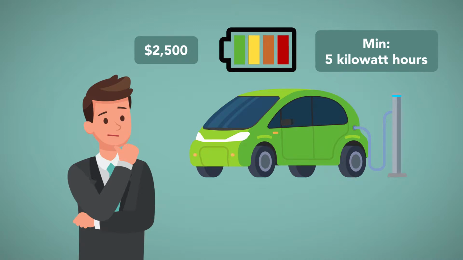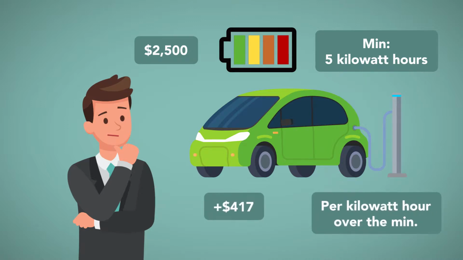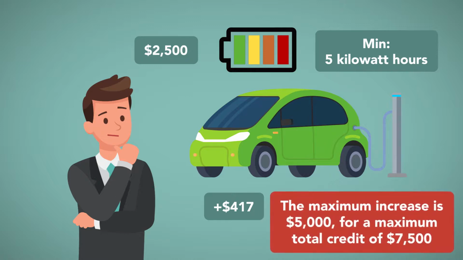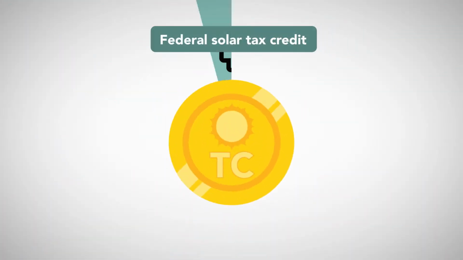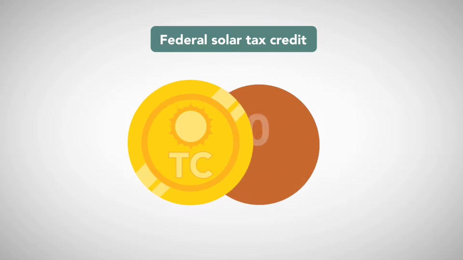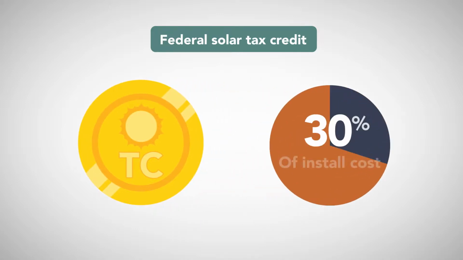The credit increases by $417 for each kilowatt hour over the minimum capacity. The maximum increase is $5,000 for a maximum total tax credit of $7,500. The federal solar tax credit allows a credit of up to 30% of the cost of installing solar energy systems for homes or businesses. The credit was established in 2005 and has been renewed by Congress several times since.